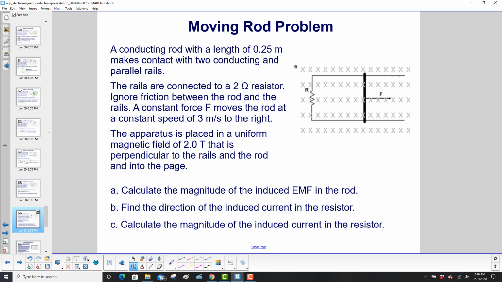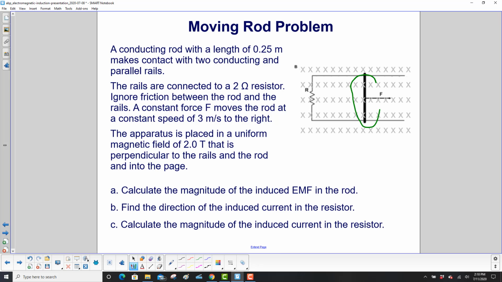A conducting rod, it's this guy over here, with a length of 0.25 meters makes contact with two conducting and parallel rails. These are the rails here, and they go out in that direction. And they're hooked up to a resistor here. A constant force F moves the rod at a constant speed of 3 meters per second to the right.